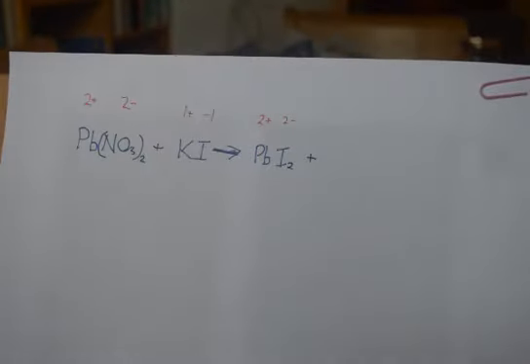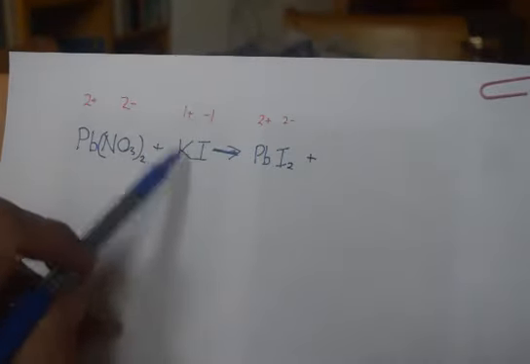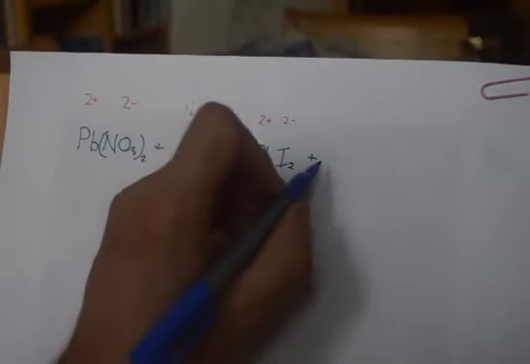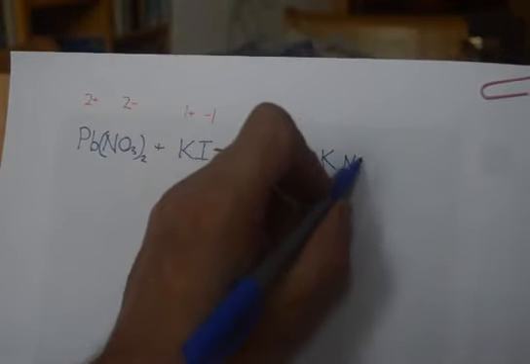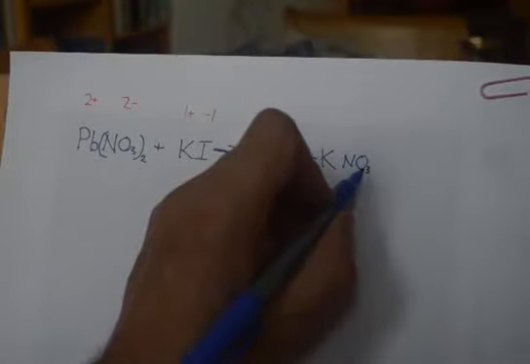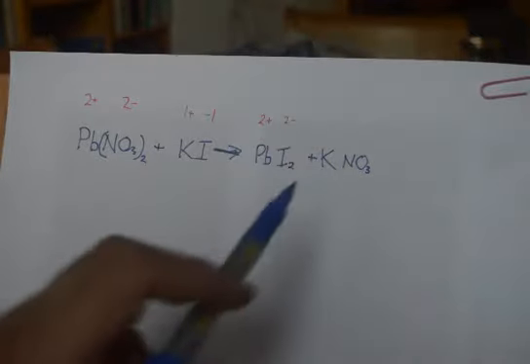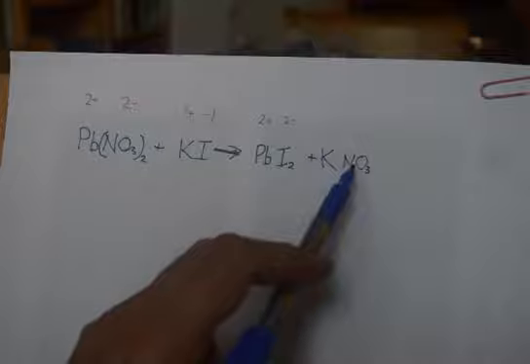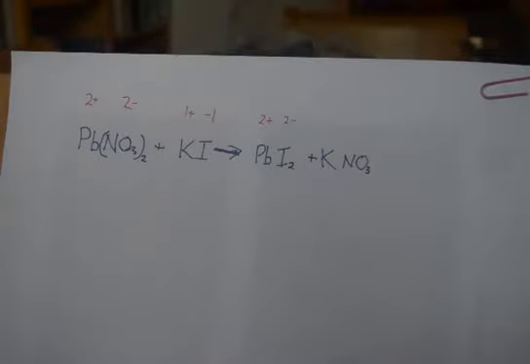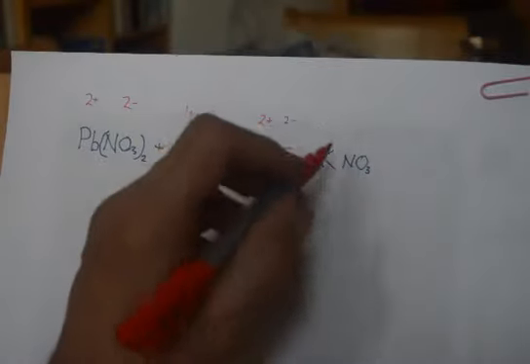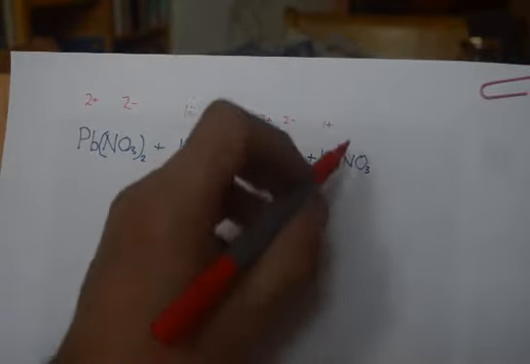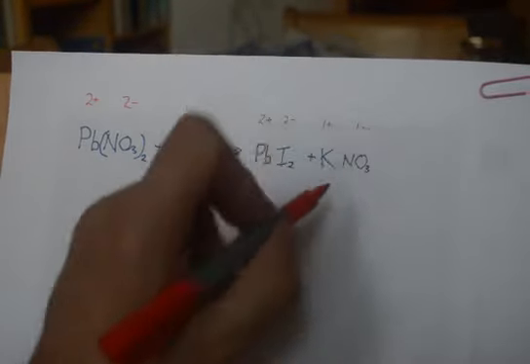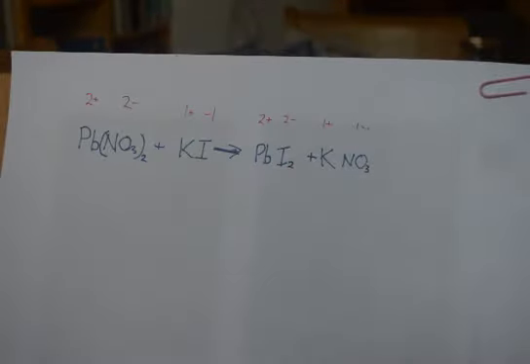And the other compound that is formed is potassium nitrate. So that's potassium, K, and nitrate, NO3. Now then, how many nitrates are we going to need? We know that potassium is 1 plus, and nitrate is 1 minus, therefore that balances on its own.